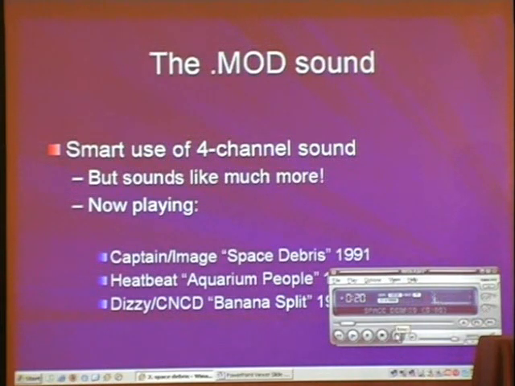So you can hear it sounds like kind of real instruments. Here's another example, Heat Beats Aquarium People, featuring even more of a realistic sound. And for 1991, this was amazing. If you think what was on the PC around 91, there was basically AdLib and beeping. And people who had Amigas could actually play stuff like this. Here's also another example of my favorite mod in the world, Dizzy's Banana Split. Which really sounds pretty awesome considering it is literally only 4 channels. Only 4 things can play at any one time.